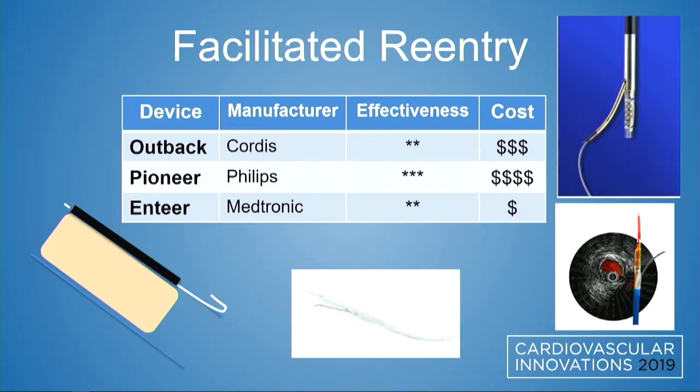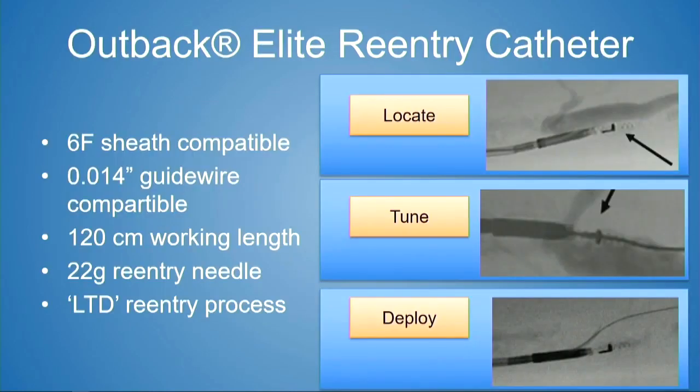So when we talk about reentry devices, these are the 3 major ones that I've had experience with. The Outback is on the upper right corner. The Pioneer offers IVUS, and the Enteer catheter may have some cost advantages. Essentially, all these devices allow us, if you can't get into the true lumen with a Safari technique, to replace it with one of these devices and ultimately allow passage of your wire without extending your dissection.